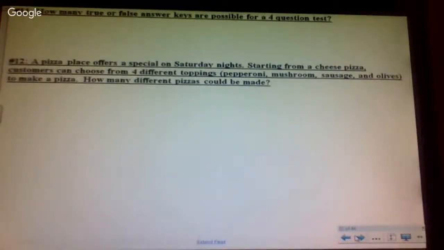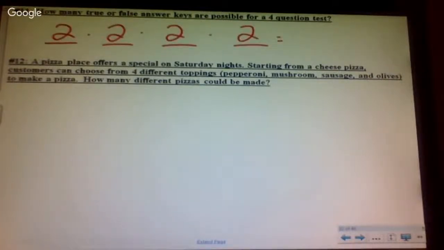How many true or false answer keys are possible for a 4-question test? Question 1. How many options do I have? 2. Question 2. 3. 4. Whopping 16 again.